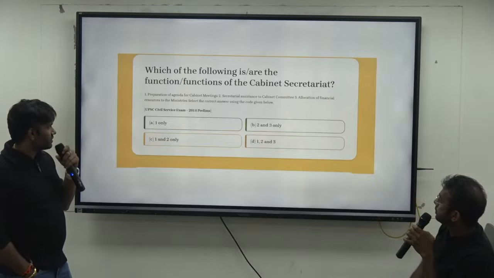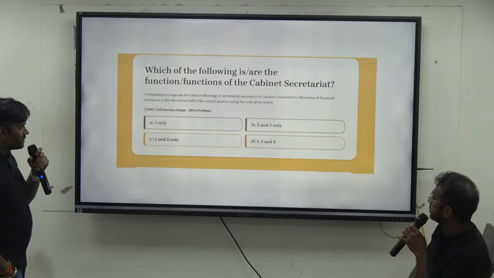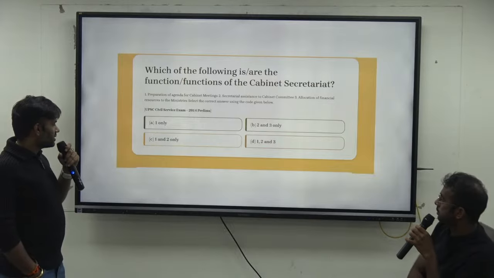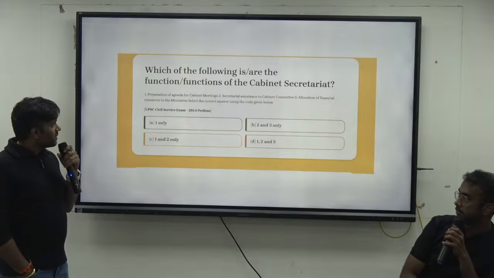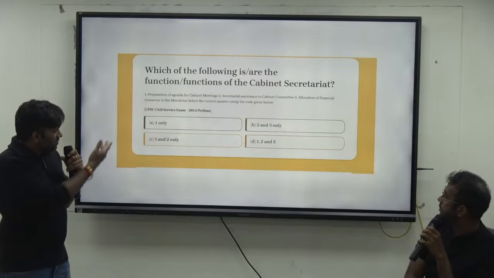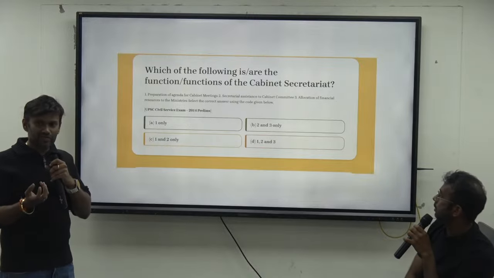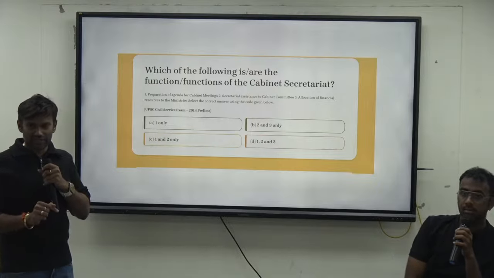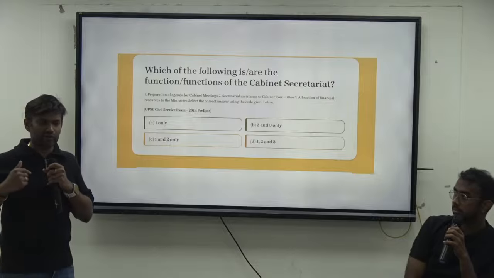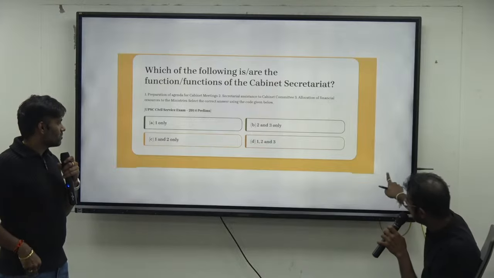Which of the following are functions of the Cabinet Secretariat? Preparation of the agenda of cabinet meetings, secretarial assistance to cabinet committees, allocation of financial resources to ministers. Select which statements are correct: 1 only, 2 and 3, 1 and 2, 1, 2, 3. The first statement, preparation of agenda for cabinet meeting, might be there. Second, secretarial assistance, that is what they're for. What else will they do apart from that? Third, you can say it is incorrect, because who are they to allocate financial resources to ministers? It is the government that decides how much. They only assist the government and are not in a position to dictate terms to the politicians. So the answer is 1 and 2.